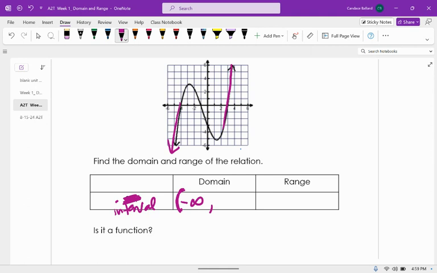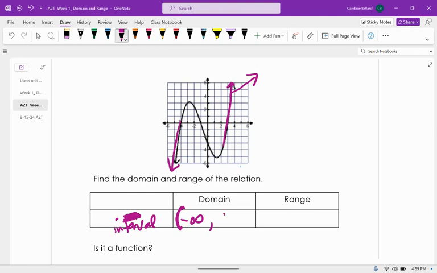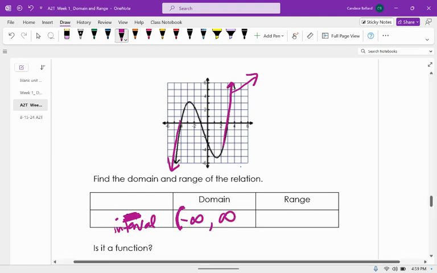This arrow here means I am going, even though it looks like it's going up, you've got to make your brain think it's going to the right. So when I'm going to the right, that's something that's going to positive infinity. Arrows and infinity always mean open parentheses.